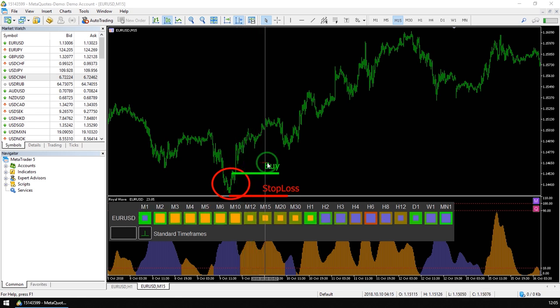Let's keep going forward. Notice how the price reacts to the overbought zones. These areas can be used to update the stop loss of our trade or to close the trade partially or completely.